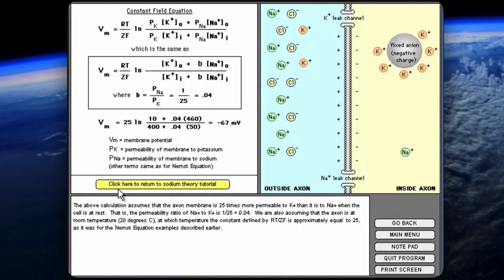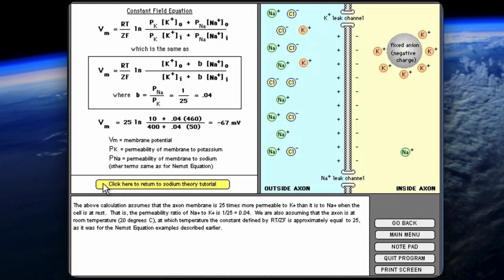The permeability ratio of sodium to potassium is 1 divided by 25, equaling 0.04. We are also assuming that the axon is at room temperature, 20 degrees Celsius, at which temperature the constant defined by RT divided by ZF is approximately equal to 25, as it was for the Nernst equation examples described earlier. We'll now go back to the original question.